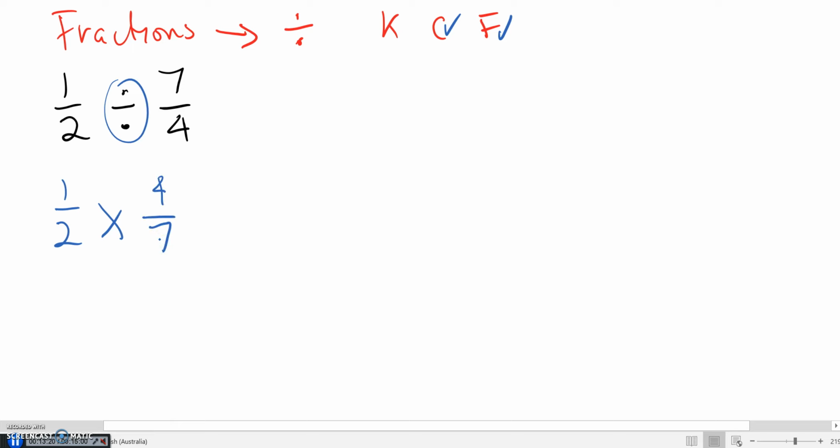If there were common factors, let me undo that. Erase. Pen. Alright, if there were common factors, 4 and 2, for example, there are. The highest common factor there is going to be 2. 2 goes into 4 twice, 2 goes into 2 once. Again, it's now a multiplication, so we multiply the top with the top and the bottom with the bottom. 1 times 2 is 2, 1 times 7 is 7, and there's your answer.